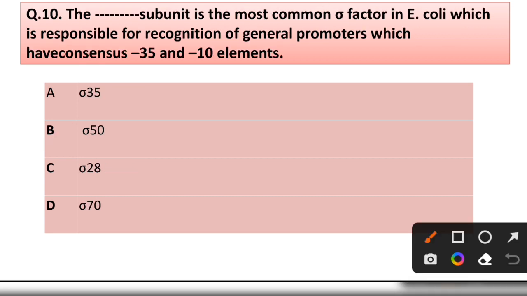Question number 10. The dash subunit is the most common sigma factor in E. coli, which is responsible for recognition of general promoters which have consensus -35 and -10 elements. Sigma 35, sigma 50, sigma 28, sigma 70. Answer is option D, sigma 70.